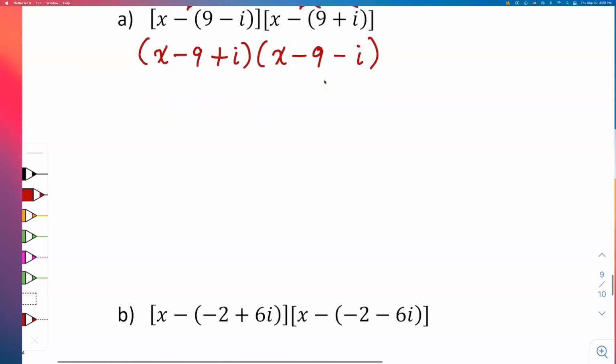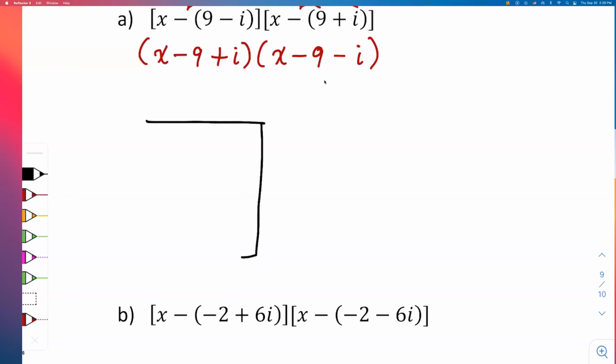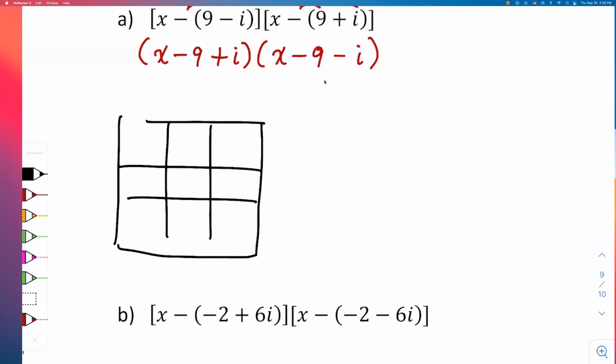I like to draw a 3 by 3 box and write down these terms. x, negative 9, and i. And you know where these came from, right? The x, negative 9, and this positive i, I wrote them as labels here. And then I'm going to write down x, negative 9, and negative i down here. I'm going to do 9 multiplications here, okay?